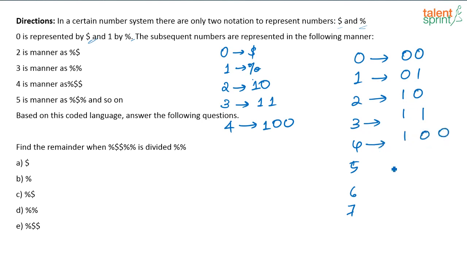1, 0, 0, 1, 0, 1. Okay, 1, 0, 0, 1, 0, 1. Okay, so this is basically when you write numbers in binary system, there is a pattern that is being followed.